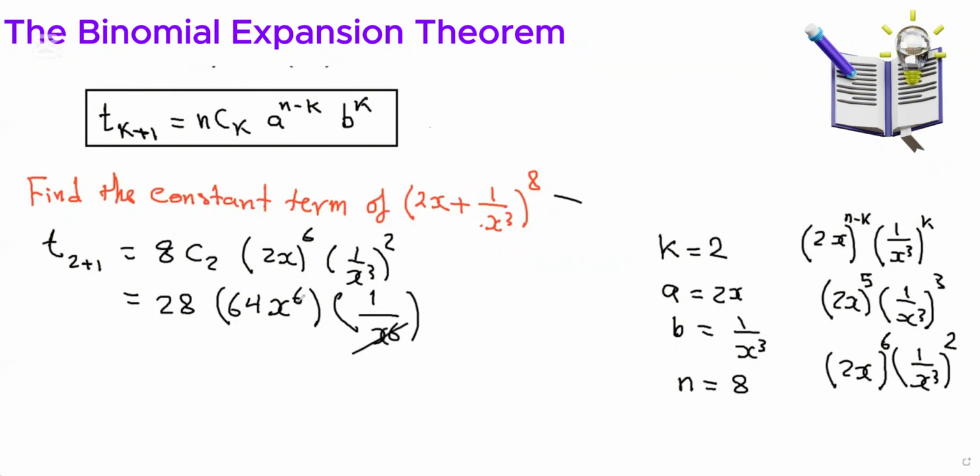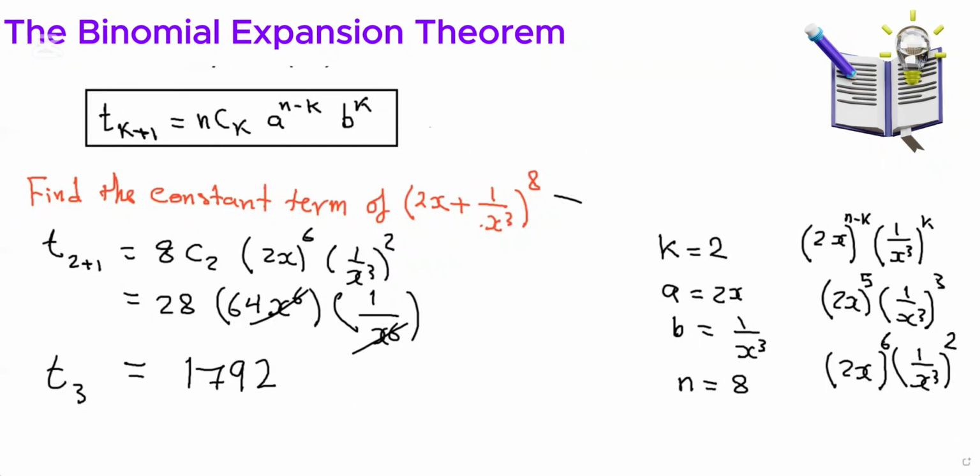Now, as I said, the x to the 6 here will cancel with the x to the 6 here. And therefore, the final answer is 28 times 64, which is 1,792. So basically, when you do this expansion right here, all of them will have x's except for the third term, because k is 2, that means it's the third term, k plus 1 there. The third term will end up just being 1,792 with no variables. Also, you'll hear that it's called the independent term. So independent term or constant term, that's how they ask it.